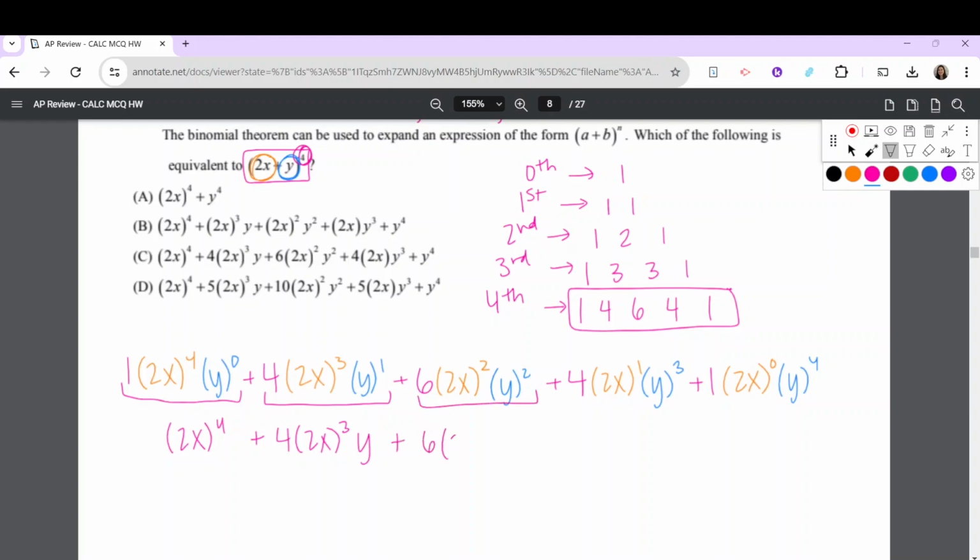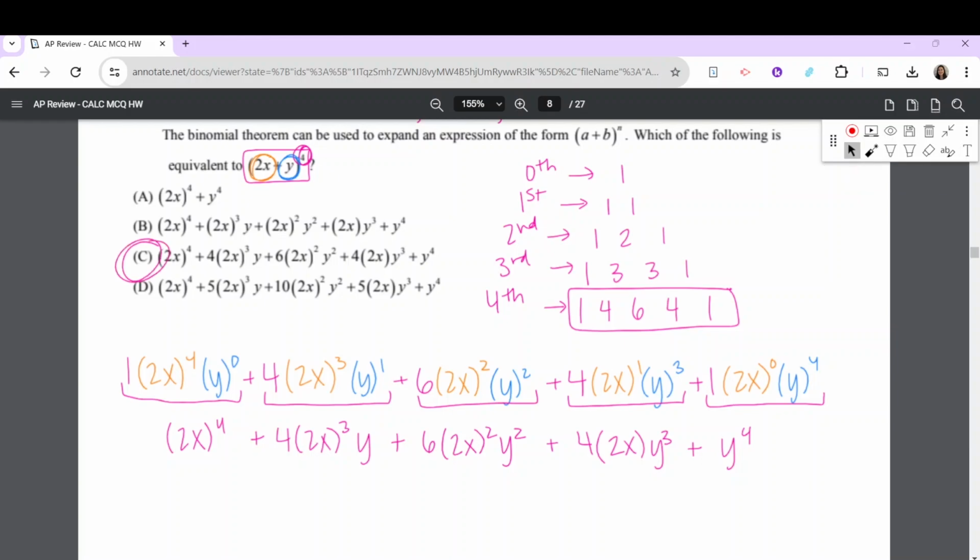Simplifying this, I got 6 (2x) squared y squared, plus simplifying this. Again, they didn't even multiply out the 2 with the 4, so we could multiply out the 2 and the 4, but it looks like they're not even doing that in my answer choices. So 4 (2x) y cubed, and then plus, simplifying this, 2x to the 0th power is just 1, so this simplifies to just y to the 4th. Our answer is going to be, looks like C from our answer choices.